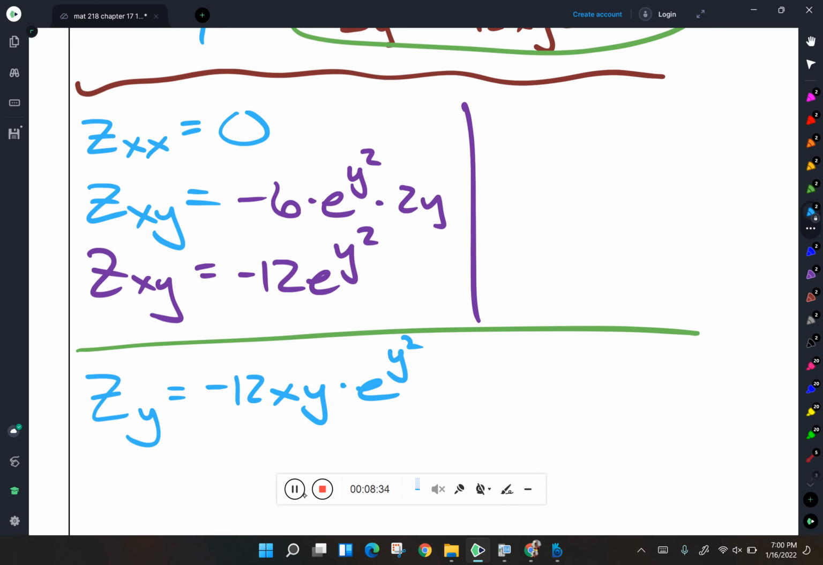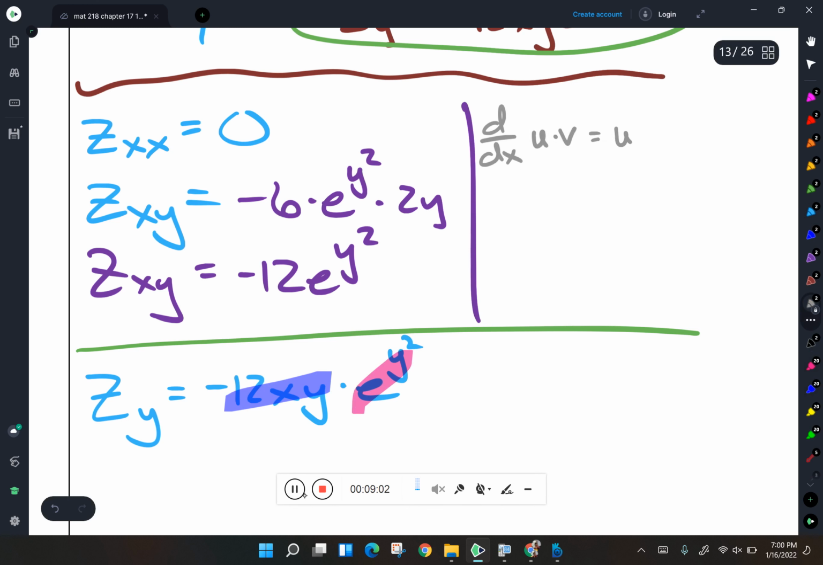I don't know if you're seeing what I'm seeing, but this is going to take a little bit of work because I think we've got a product rule sitting here, don't we? Here's one thing and then here's the other thing and they're being multiplied together and we have to take a derivative. Do you remember the product rule? The product rule said that if you're taking the derivative with respect to x of u times v, that was u prime v plus v prime u. And since we're taking partials, we just need to do partial derivatives.